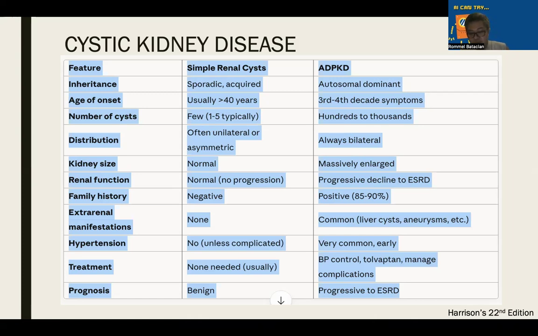You can also give the vasopressin V2 receptor antagonist, tolvaptan, because the studies have shown functional decline would be slower in individuals who took tolvaptan as compared to those who did not, because it decreases fluid secretion into the cyst and it slows down the growth of the cyst.